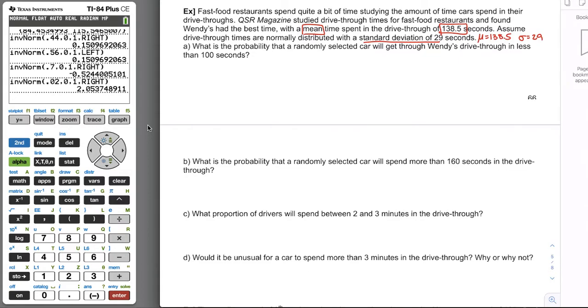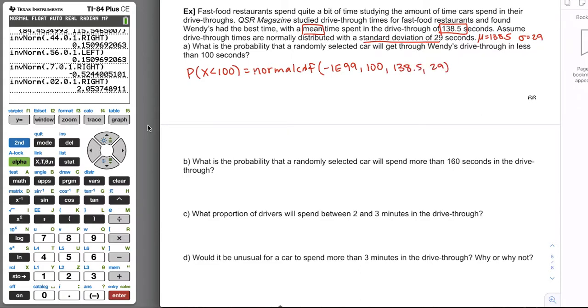Part A says, what is the probability that a randomly selected car will get through Wendy's drive-thru in less than 100 seconds? So this is the probability that X is less than 100. The probability is the area under the normal curve, so we will do a normal CDF. This is a less than problem, so the lower bound is negative infinity. We use negative 1e99. The upper bound was given as 100. The mean was 138.5, and the standard deviation is 29.